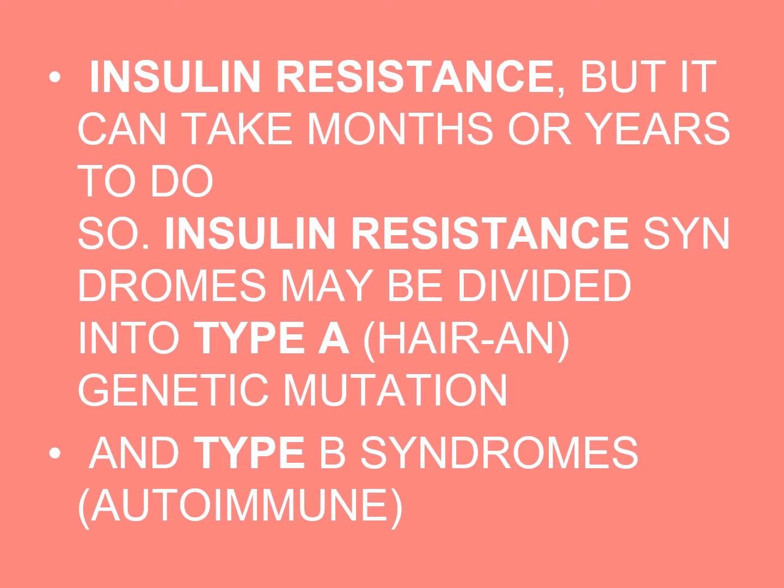Insulin resistance syndrome may be divided into type A, here, and this is because of genetic mutations. This is again a sort of, you can say, diabetes mellitus. And type B syndromes, which are autoimmune in origin. Why is it so called?